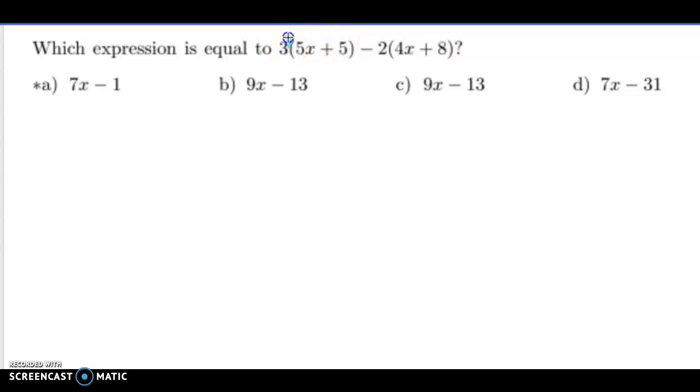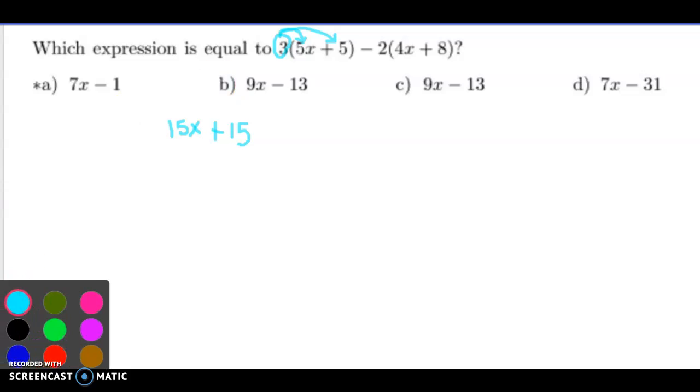So I'm going to start with the first set. I'm going to circle the 3, and I'm going to multiply 3 times 5x. Well, a positive times a positive is a positive, which is awesome because it's easy. 3 times 5x is 15x. I'm then going to multiply the 3 times the next term. So 3 times a positive 5 is a positive 15.